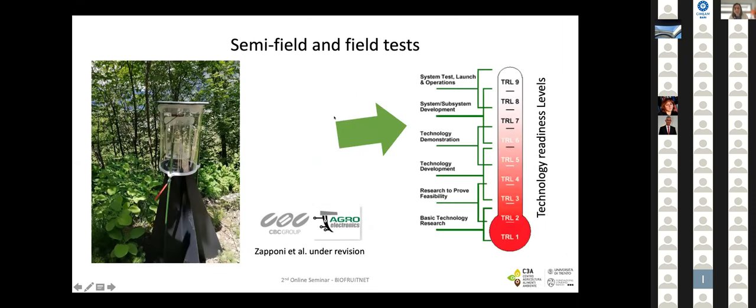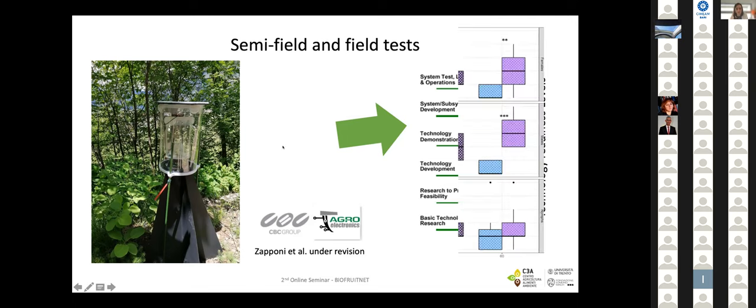Last year, we finally arrived at a higher technology readiness level. So we were able and ready to go to the semi-field and field to test the prototype developed by agroelectronics that you see here in the picture, which uses a solar panel on the upper face of the cylinder and a pyramid trap to sustain the plastic trap. The vibration is applied inside the transparent container, and the stink bugs were able to enter from the downside and be trapped, looking for the source of the vibration.